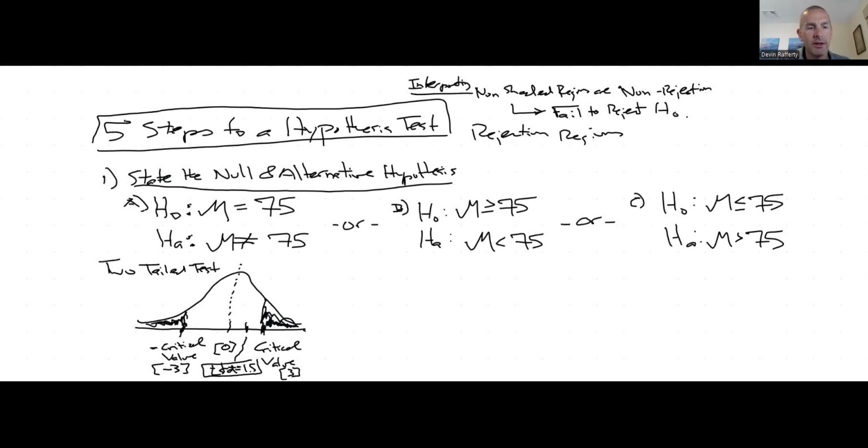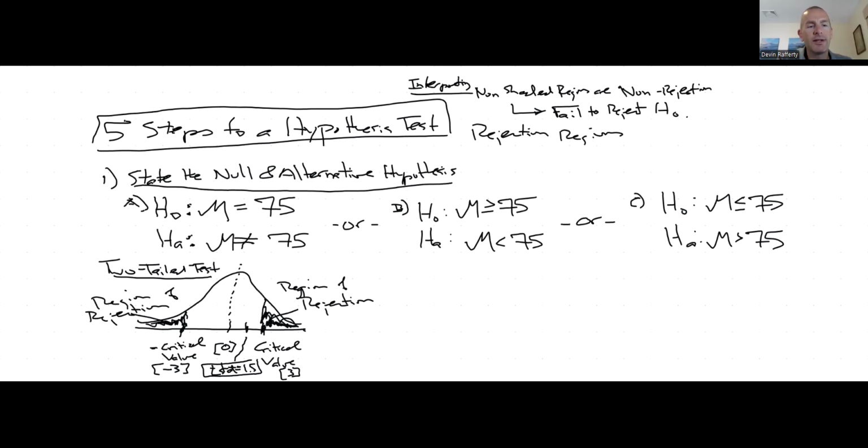On the other hand, the shaded regions, okay, this is a region of rejection. And this is a region of rejection. Okay. That's why it's a two-tailed test. You can see right here where I wrote two-tailed test.